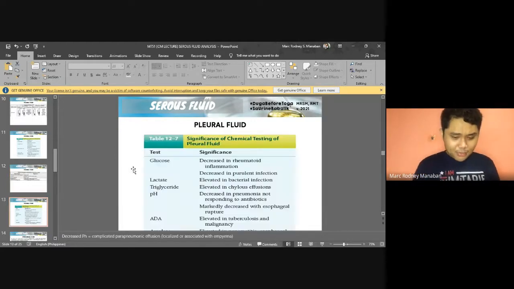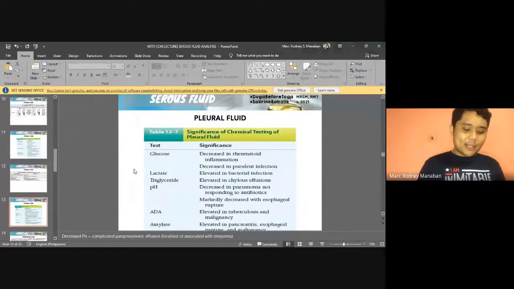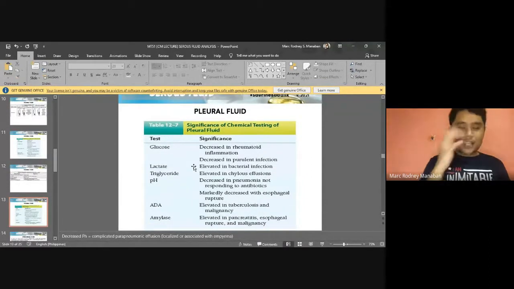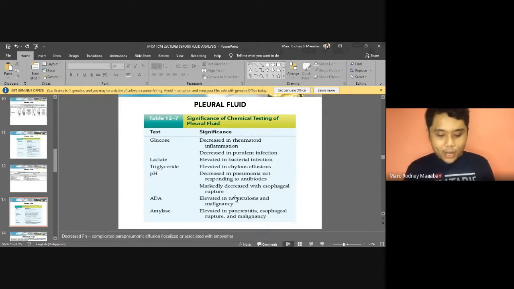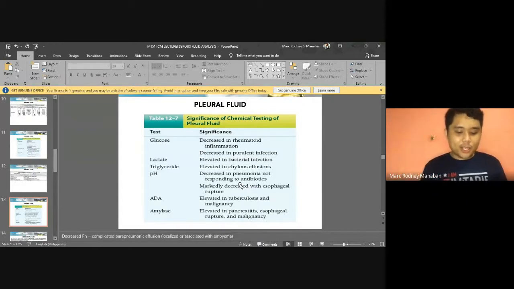Again, for clinical or chemical testing, glucose is usually the most common. It is decreased in rheumatoid inflammation and, of course, in purulent infection, the bacterial ones. Lactate is, of course, elevated in bacterial infection. Triglycerides are for chylous effusions. pH is decreased in pneumonia. A pH less than 6 indicates esophageal rupture, because gastric fluid or acidity is introduced into your pleural fluid. So pH less than 6 indicates esophageal rupture.